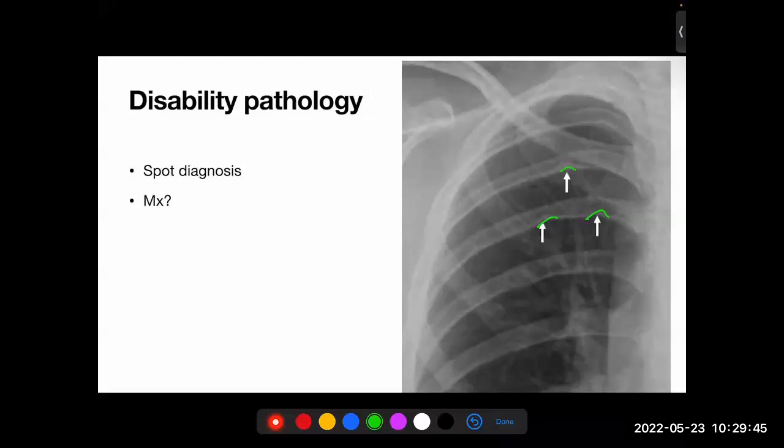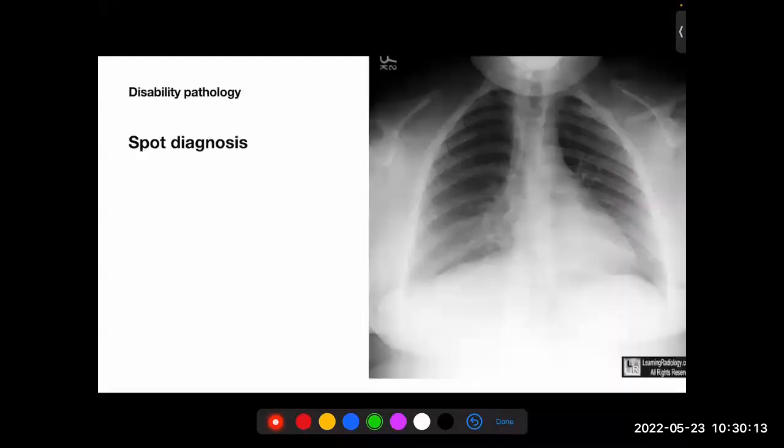Rib notching, anybody? Cardiac issue? Where's the cardiac issue? I agree with you, but this rib notching is seen in patients with coarctation of the aorta. If we had time, I would ask you why we have rib notching.